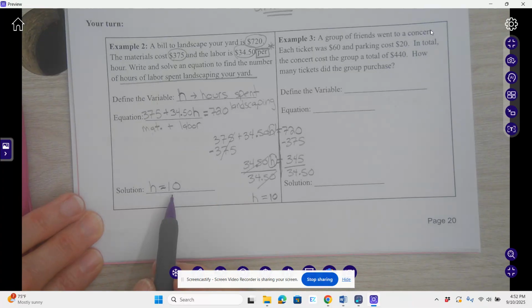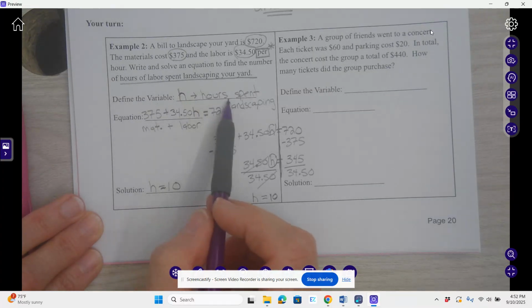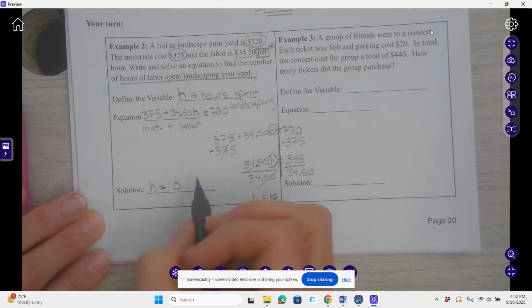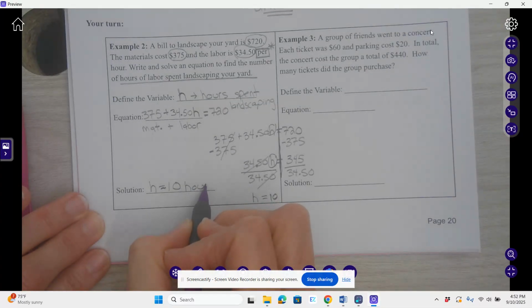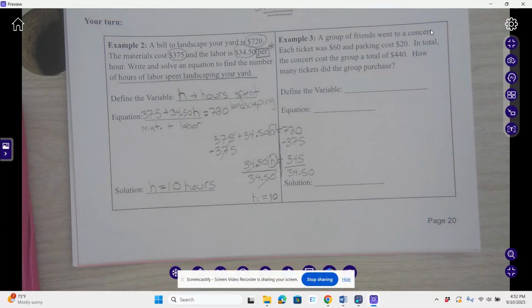What is H again? Well, if you forgot, just go right up here. You wrote it right here. H is hours. So 10 hours. 10 hours of labor plus $375 will pay for the whole job of $720.